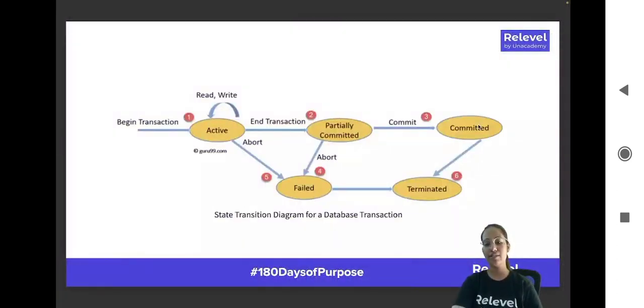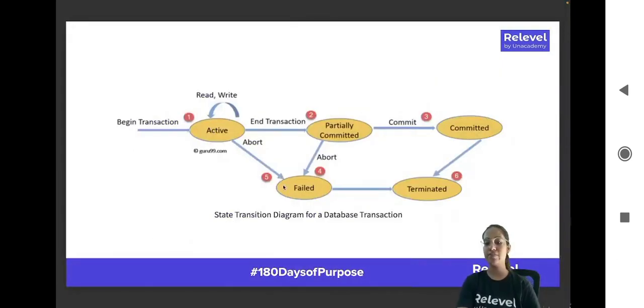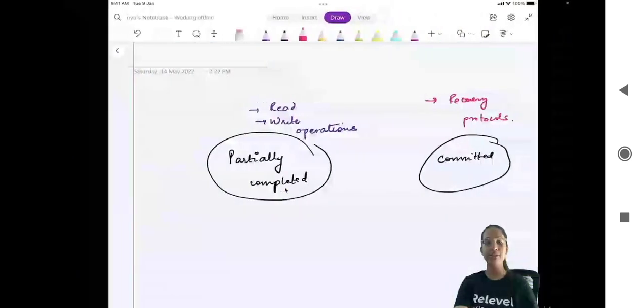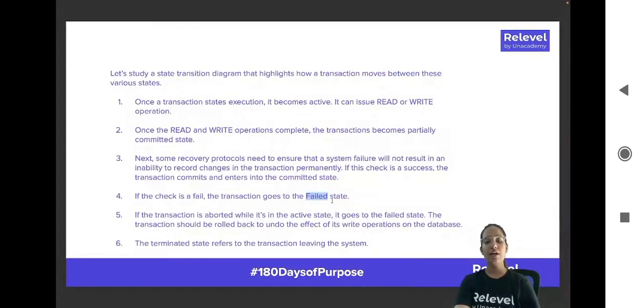Now, the fourth point is, if this check fails, if somehow from the partially committed state you're not able to go to the committed state, it leads to abort, and then the transaction goes to the failed state. Now, if the transaction is aborted while it is in the active state, and I told you that abortion can happen from the active state and from the partially committed state as well, it goes to the failed state. And in that case, the transaction is rolled back to undo the effect of the write operations.